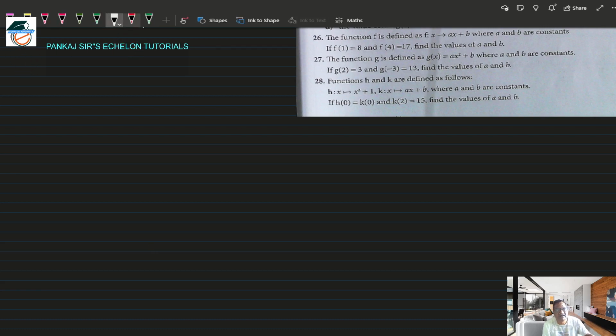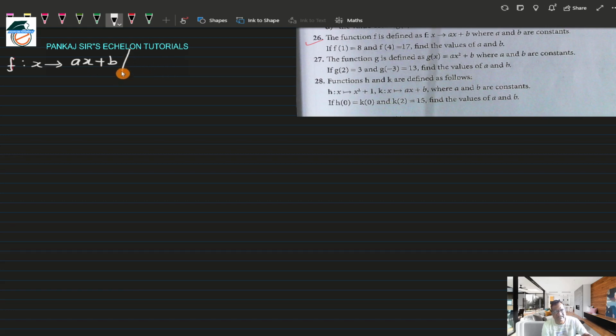And this is question number 26. Question number 26 says that the function f is defined as, and we can always denote a function in this way: f, semicolon, then x and an arrow mark, and you write whatever the function is, so it is ax plus b. This is one of the ways of denoting a function.